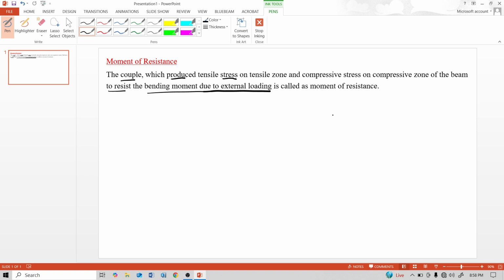Consider one simply supported beam with one end pin and the other end roller, and a load P acting at the middle of this beam. Due to this external load P, bending occurs in this beam.